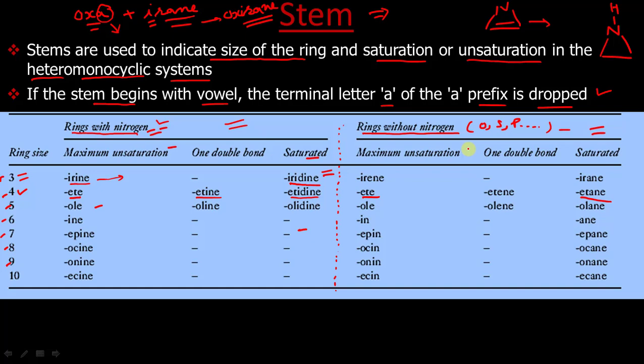First we will find the prefix, then we will find the stem, then we will combine the prefix with the stem, and that will give you the name of the heterocyclic compound. This you will learn when we do practice in our next slides. So don't worry, right now it might seem somewhat confusing, but when we do examples, everything will be cleared.